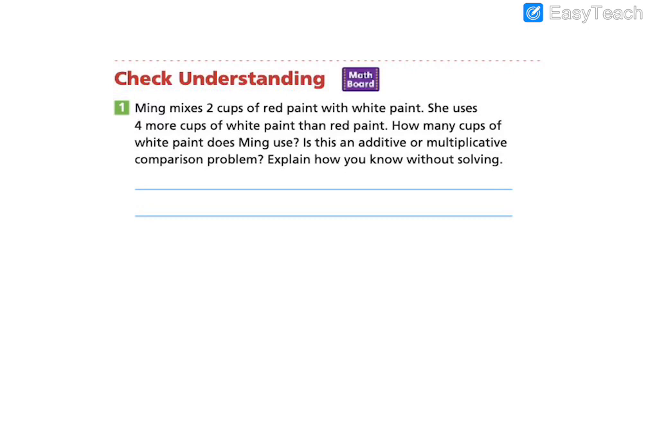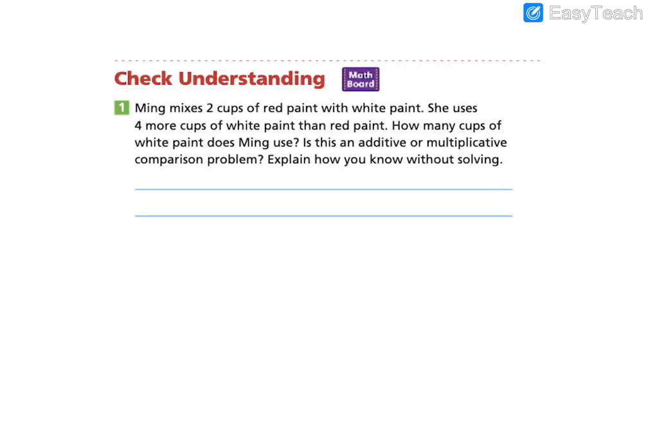Ming mixes 2 cups of red paint with white paint. She uses 4 more cups of white paint than red paint. How many cups of white paint does Ming use? Is this an additive or multiplicative comparison problem? Explain how you know without solving. Is this question asking us to solve? No. What the second part of this question is asking us to do is to determine, is this additive or is this a multiplicative comparison?